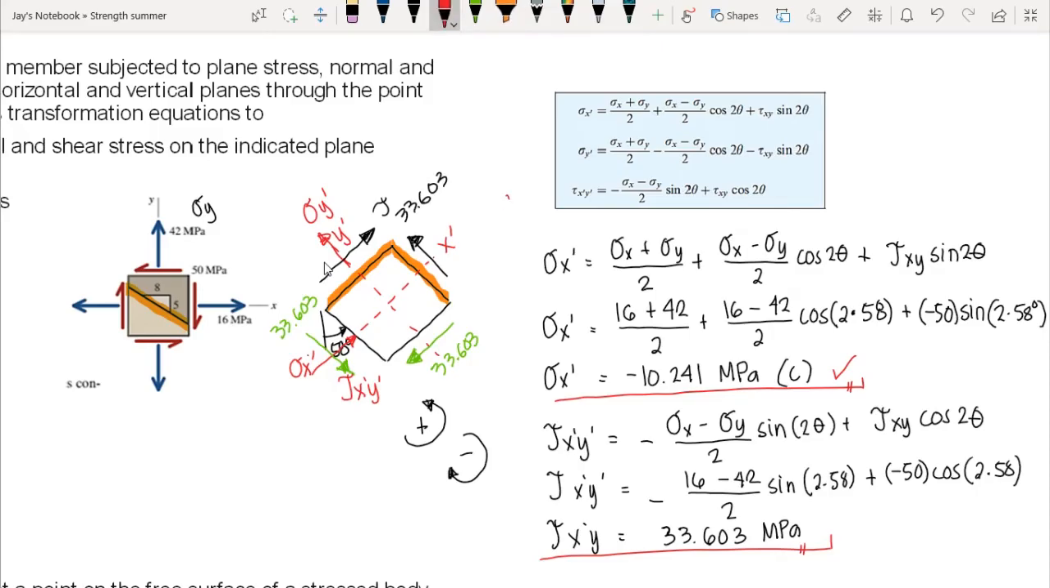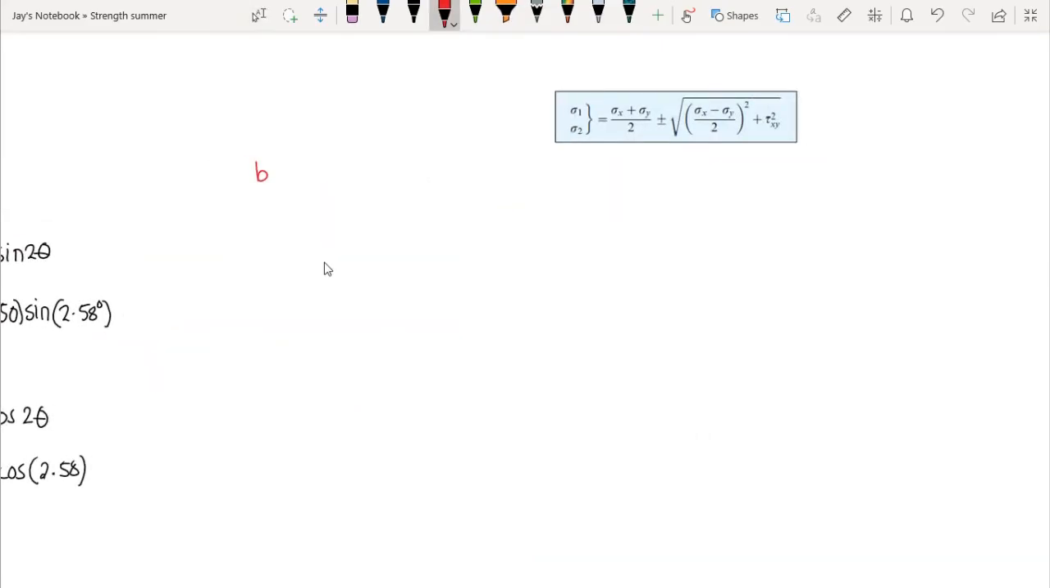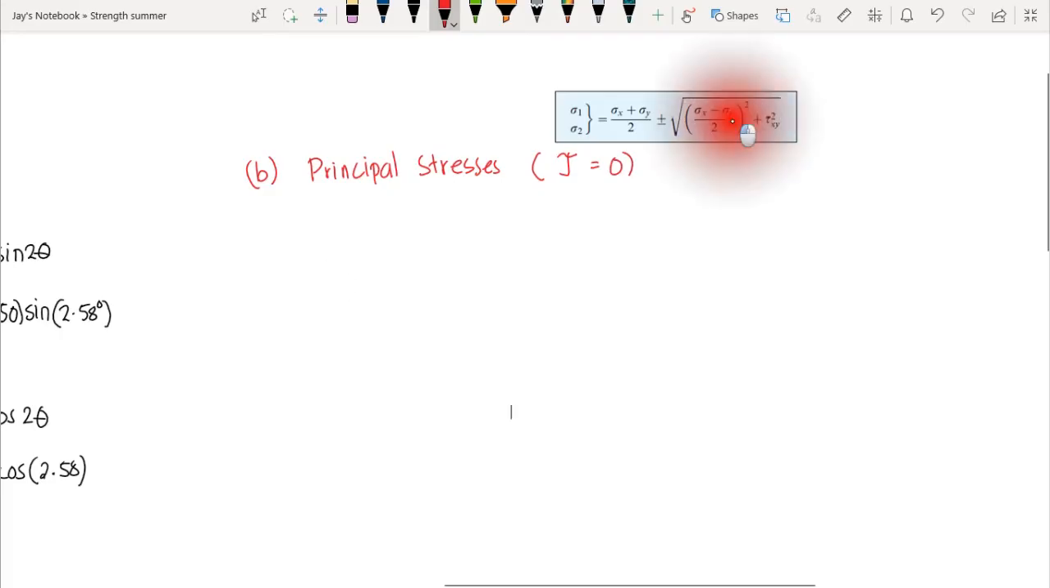This is question letter A. Now for question letter B, we are asked to compute the principal stresses. When we see principal stresses, these are the maximum normal stresses in our stress element, or that our stress element would experience. Okay? Again, in principal stresses, this is when our shear stress here is equal to 0. Okay, so we'll use this formula. We have two possible equations for this, since we have positive and negative. So we try to use positive first.